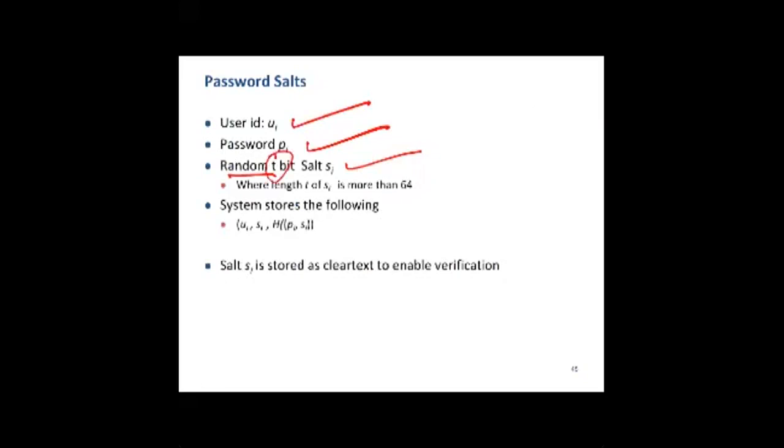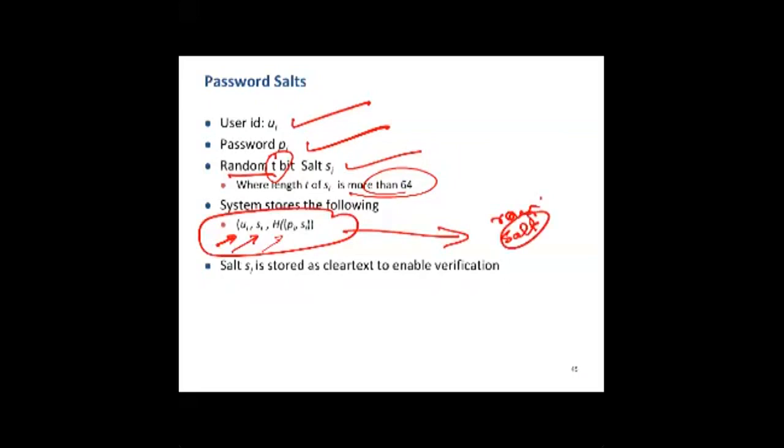Okay, and the length of this is usually more than 64. The salt size is more than 64. So the system will now store the user ID, which is in plain text, then the salt, which is also in plain text, and then H of Pi and Si. Now the question you may ask is that when this file is leaked, then cyber criminals will get my name, Ravi, and also the salt that the system has applied, in plain text.